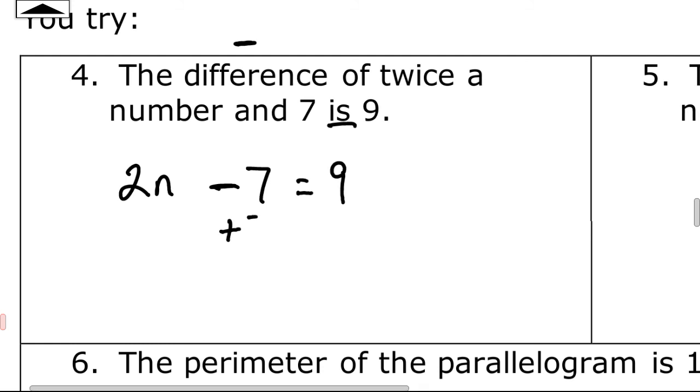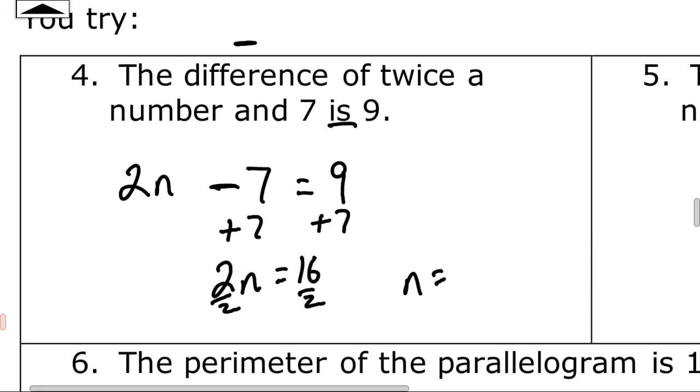So let's add 7 to both sides. So I get 2n is equal to 16. Divide both sides by 2. I get n is equal to 8.